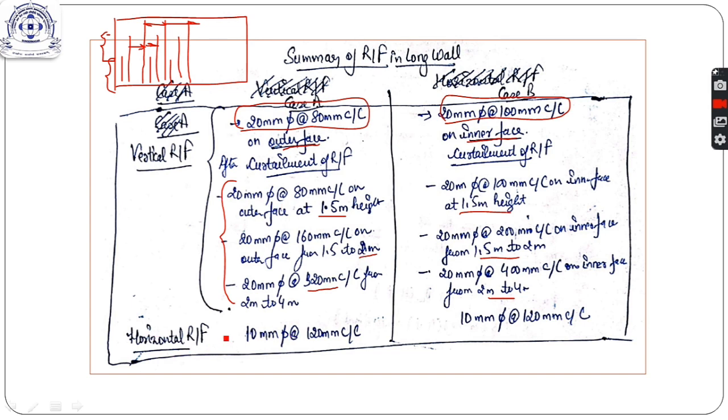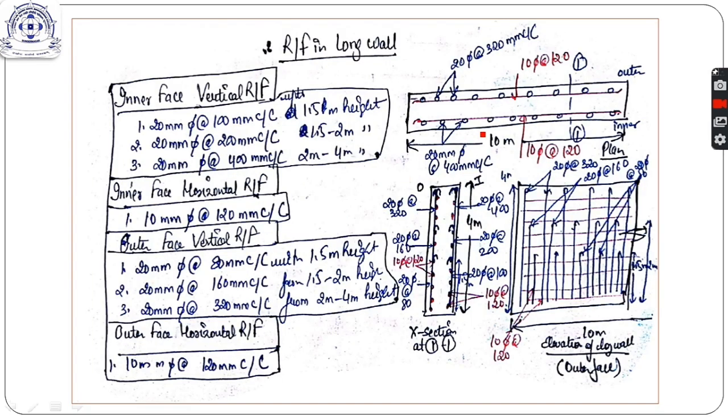And the horizontal reinforcement for case A as well as case B was this much. So we are now getting the reinforcements on the outer face vertical here, and on the inner face vertical reinforcement this, and the horizontal reinforcement on outer face and on inner face. So I hope now you can visualize what will happen. In the outer face, this is the plan of your long wall. This is the outer face horizontal reinforcement shown in red line, which is 10 mm dia bars at 120. In the inner face also we have the same quantity of bars, that is 10 mm at 120.